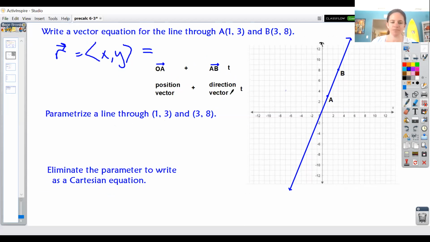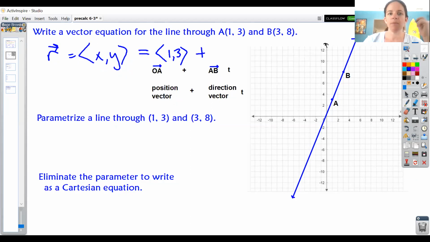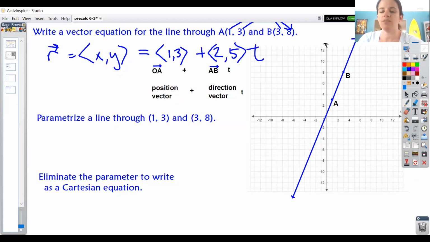And so for this example, I'm going to pick point A, which is (1, 3). I'm going to write it as a vector instead of a fixed point location, plus, and then once I'm at (1, 3), how do I get from A to B? To get from 1 to 3, I would be going forward 2 in the x direction, and to get from 3 to 8, I would be going up 5 in the y direction. So that's my direction vector, or vector AB. And I would multiply that by the parameter t, and now I've written the vector equation. Not too terrible, yeah?